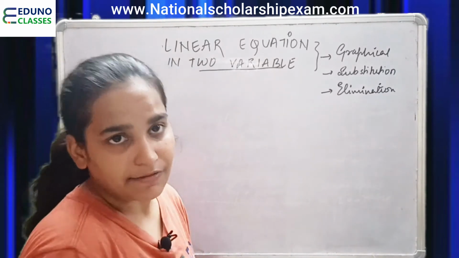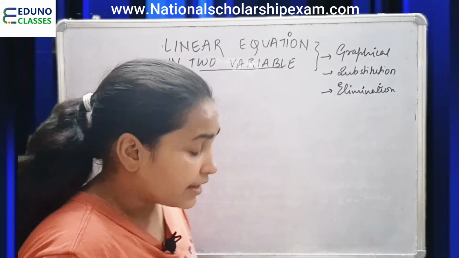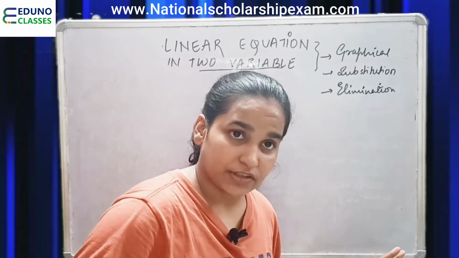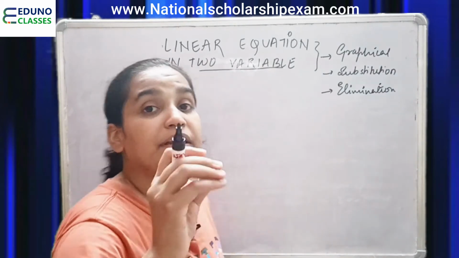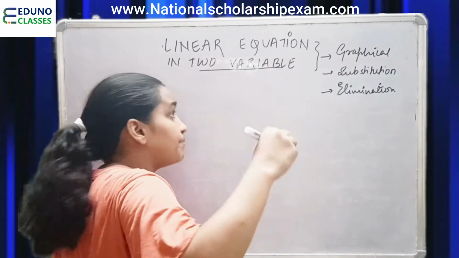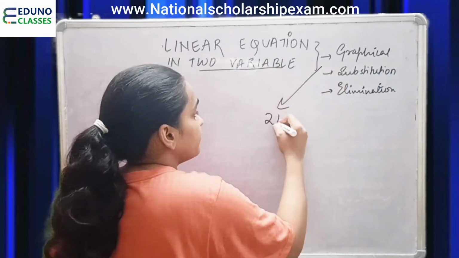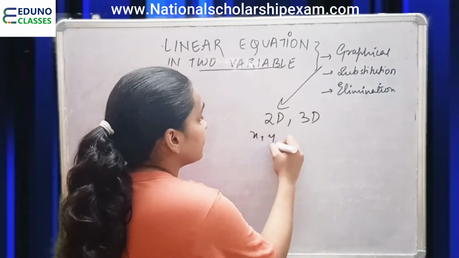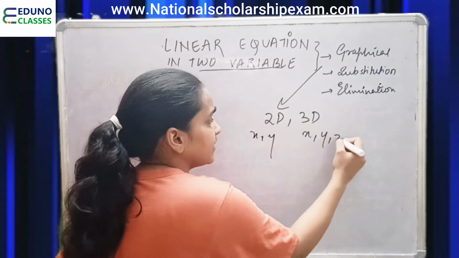method. So what is a graph? A graph is a mathematical tool used to solve such equations, and it can be represented on a piece of paper. Graphs are mainly of two types, 2D and 3D. A 2D graph has two axes, x and y. A 3D graph has three axes, x, y and z.